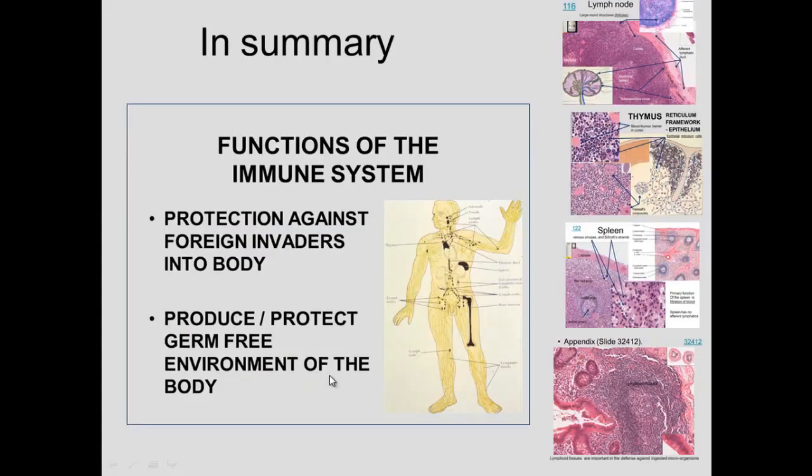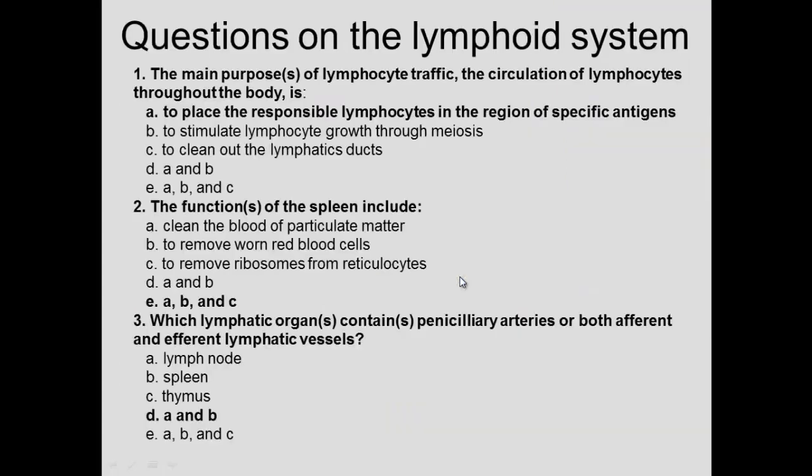In summary, the purpose of the immune system is to protect against foreign invaders and to maintain a germ-free environment. To do that, we have the lymph node, the thymus, spleen, appendix, and throughout the body we have lymph vessels and lymph nodes to be able to have surveillance throughout the body.